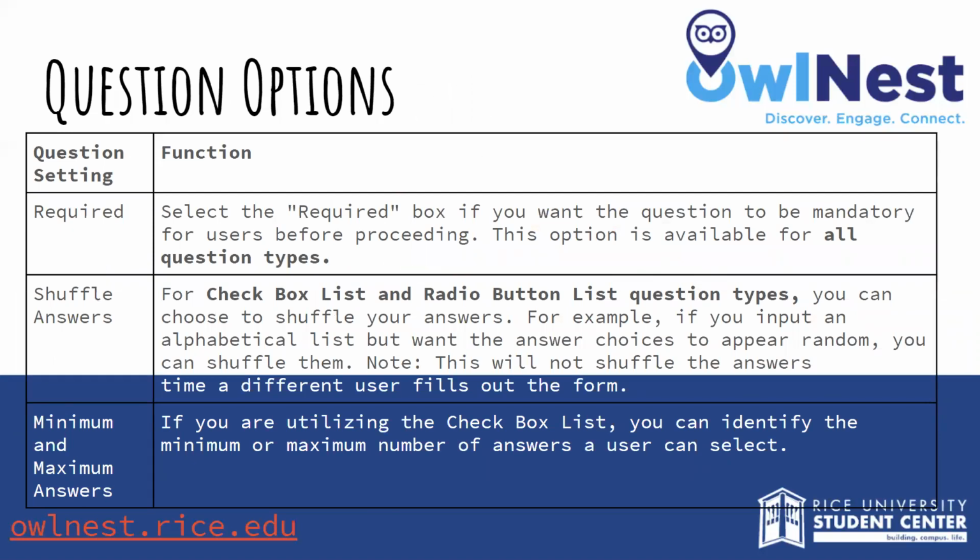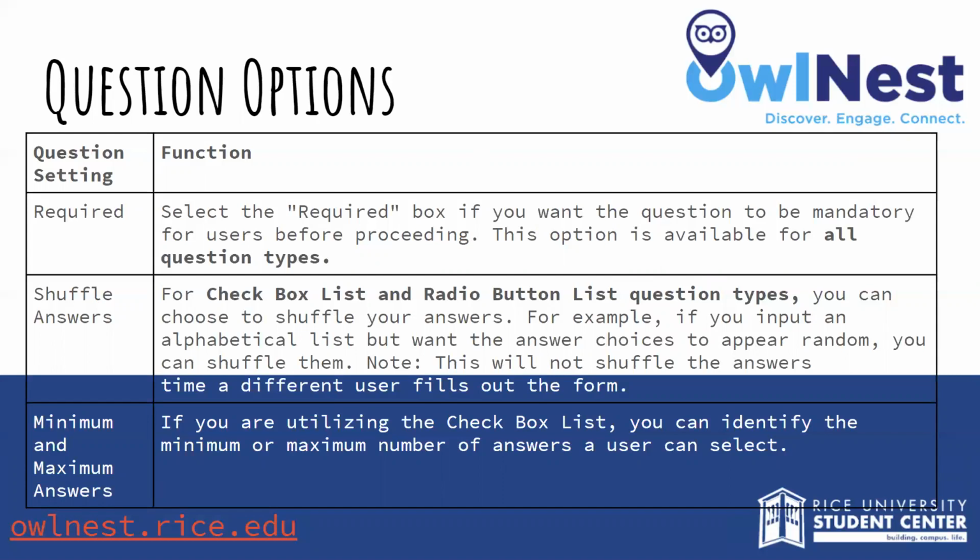Some question options are making the question required. Selecting the required box will make the question mandatory for users before they can proceed to further questions. This option is available for all question types. Shuffle answers is for the checkbox list and radio button list question types, which lets you shuffle your answers.